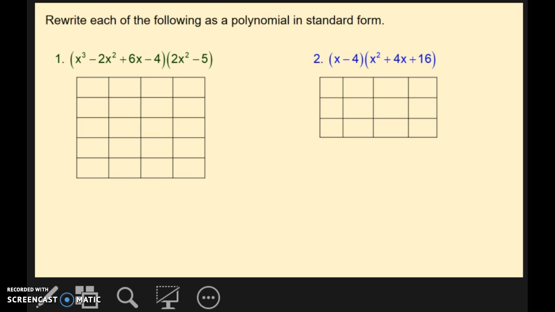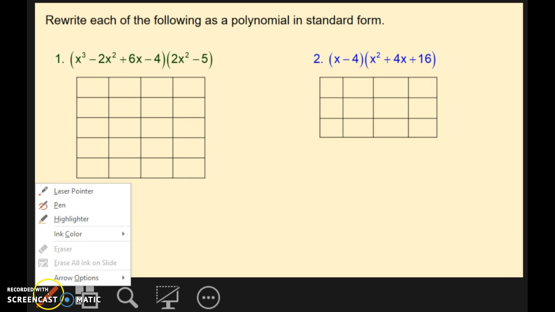So here are some examples. We want to rewrite each of the following as a polynomial in standard form. And again, standard form meaning that our highest degree exponent will be first, all the way down to our constant term. What we have going on in problem number 1 is we've got x to the third minus 2x squared plus 6x minus 4 being multiplied by the quantity 2x squared minus 5.